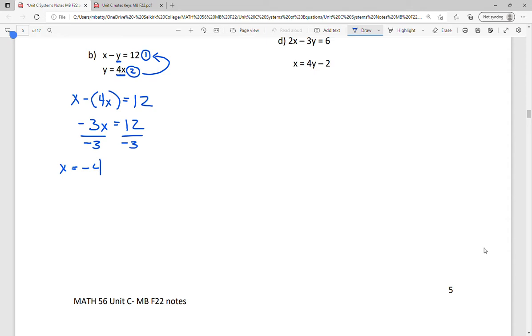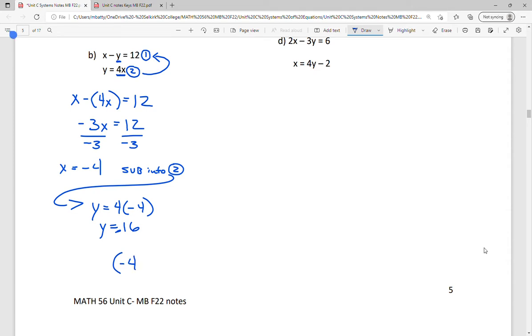I'm going to take this x value and sub it into equation 2. So what that then looks like is y equals 4 times negative 4. Y equals 16. And you can imagine this would be hard to put on a graph unless I gave you, oh, negative 16. Forgot the negative sign. So this would be hard to put on a graph because negative 16 is a long way down there. So what we've done is found the point where these two lines intersect. We found the x and the y that satisfies both these equations at the same time.